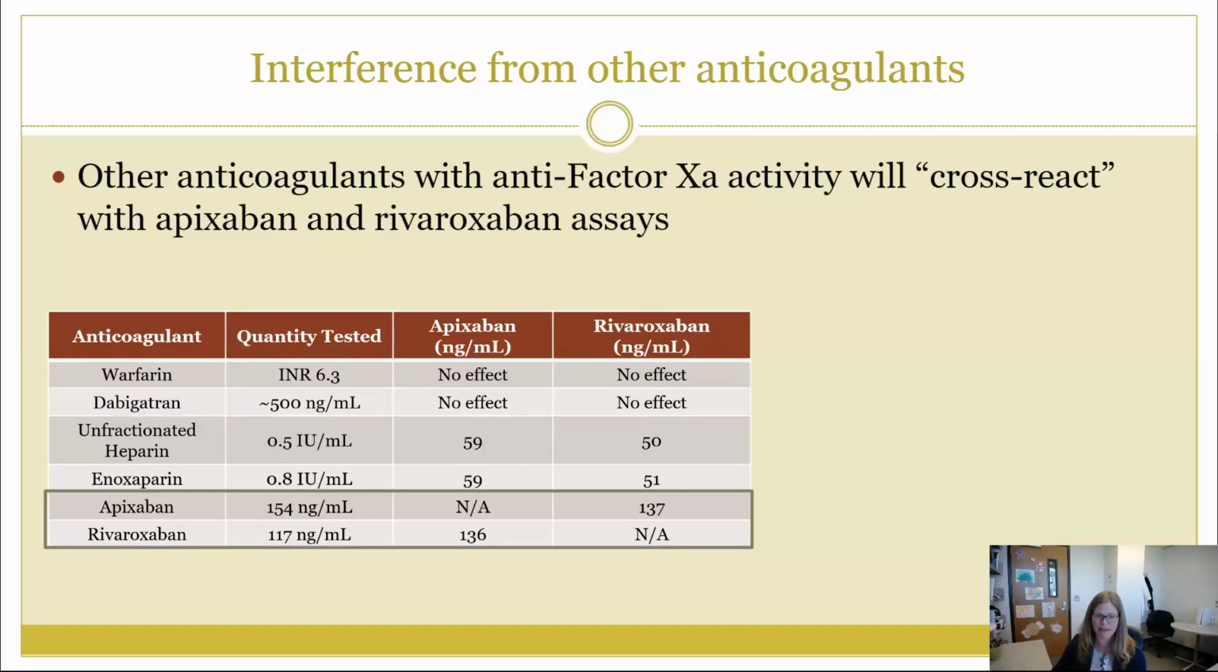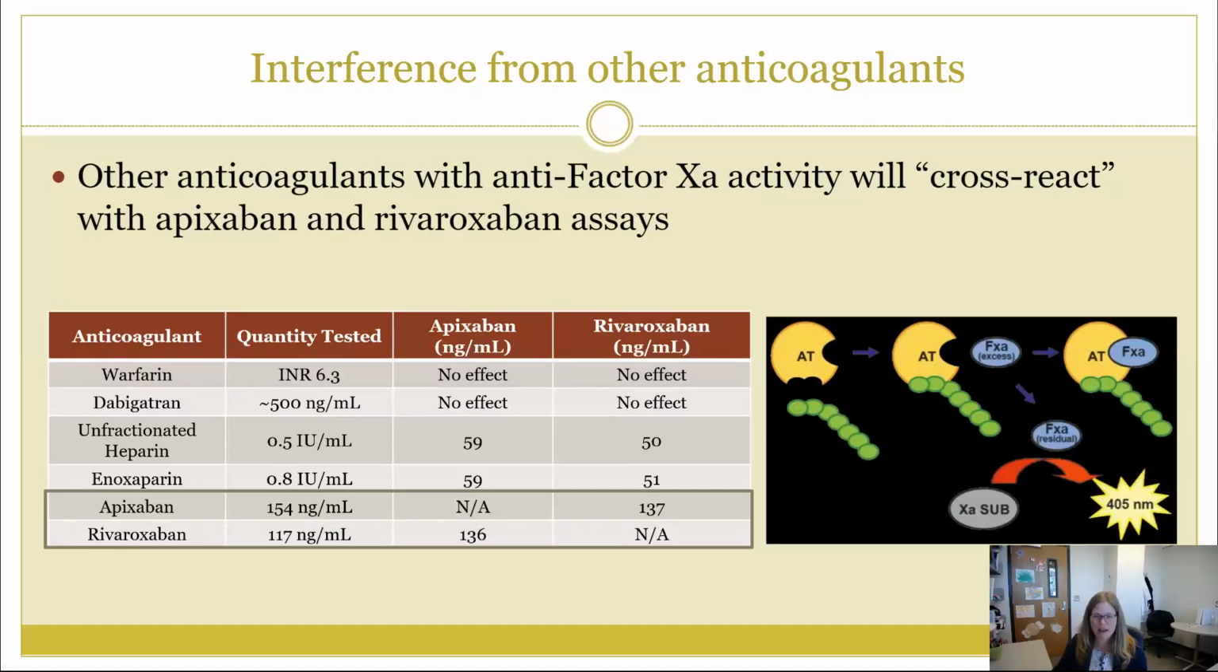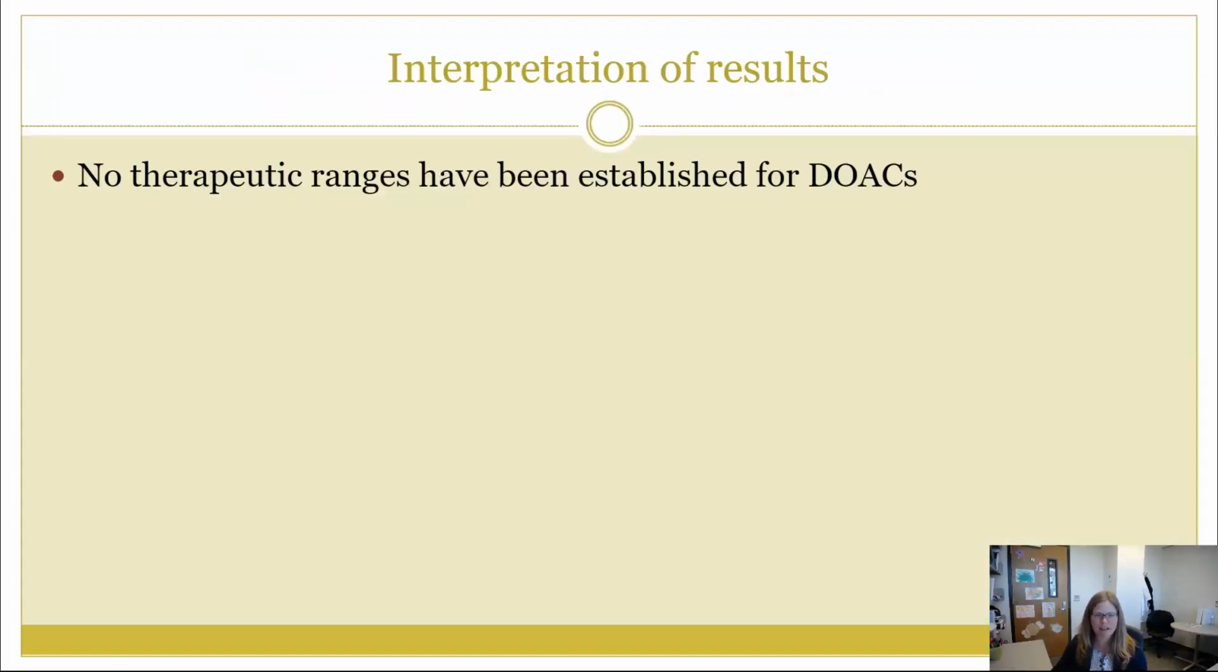And likewise, if the provider thinks somebody is taking rivaroxaban, but they're actually taking apixaban, we will not be able to differentiate between those two medications. And again, that all goes back to the lack of specificity in the chromogenic anti-10A assay and the fact that it reflects any anti-10A activity in the sample, whether it's via heparin or whether it's via apixaban or rivaroxaban. So that, I would say, has been a challenge. This has been a challenge to communicate with providers.